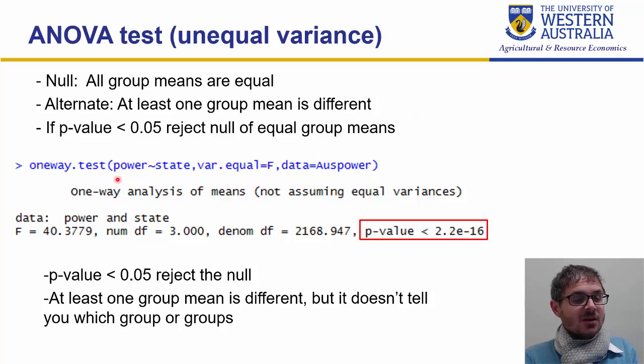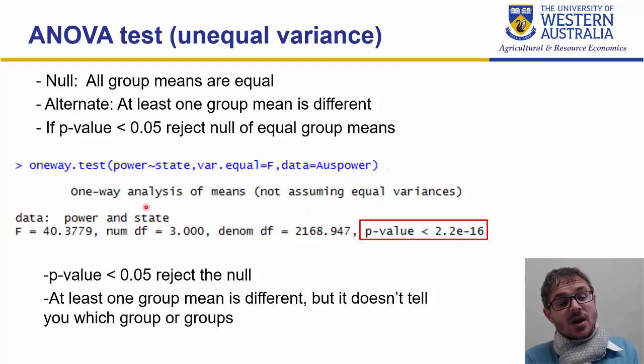So let's have a look at this formula. oneway.test is the test we apply. The measurement, the power consumption, tilde, same format as that Bartlett test, tilde the state variable, and state is my factor variable, and var.equal equals F for false. And this is the data set to use, data equals ozpower.